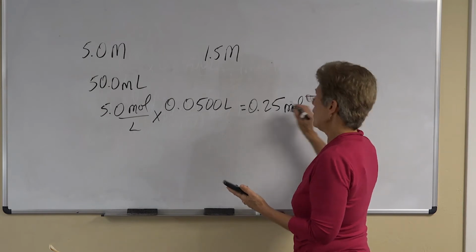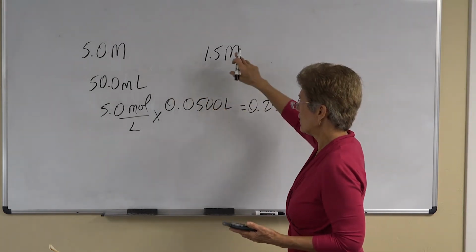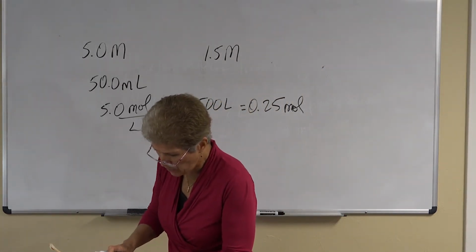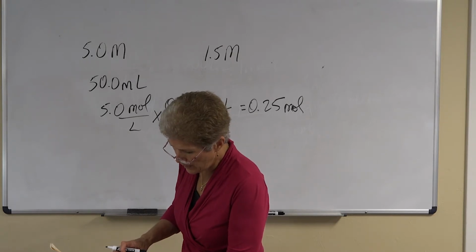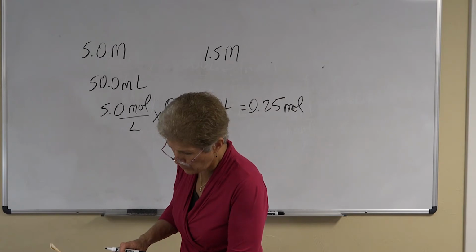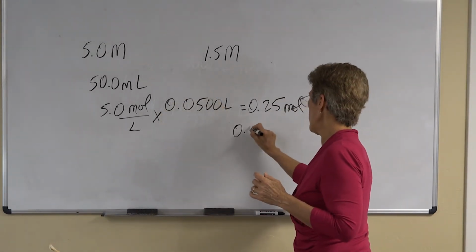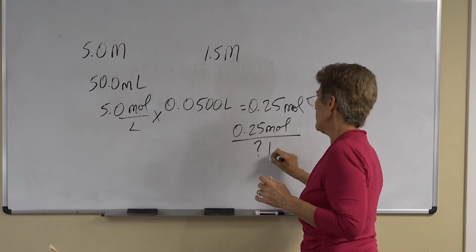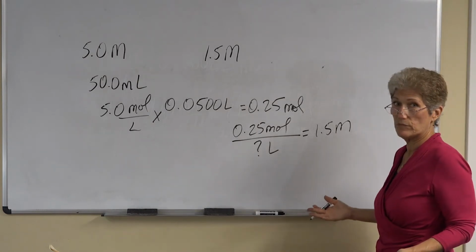So we have 0.25 moles of acetic acid. Now here it says, what volume of 5 molar solution can he make if he uses all of the original solution? And so we go 0.25 moles divided by how many liters would give me a 1.5 molar solution.